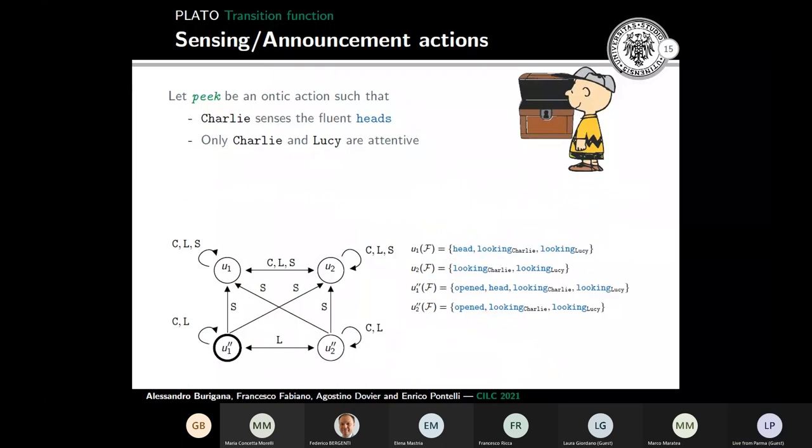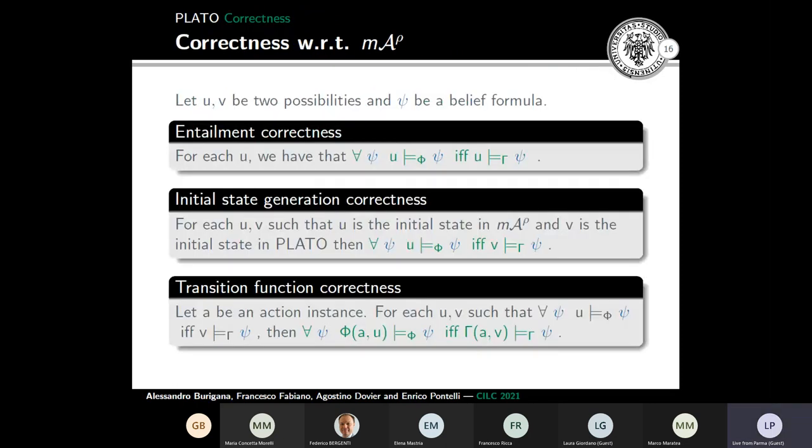So to clean up, this is the new state. So we see that we did not change any of the fluents here, since this is an epistemic action, so just Charlie learns something new. Okay, and this is how the transition function is implemented. Then, as I mentioned before, we also had these three results where we proved the correctness of the entailment, the initial state generation, and the transition function of Plato with respect to the entailment described in the MIRA formalism.